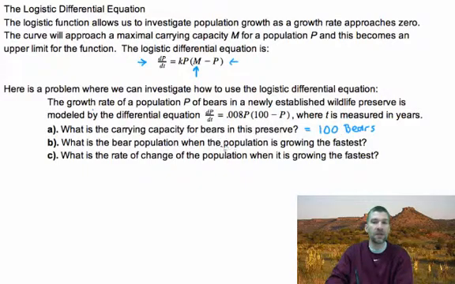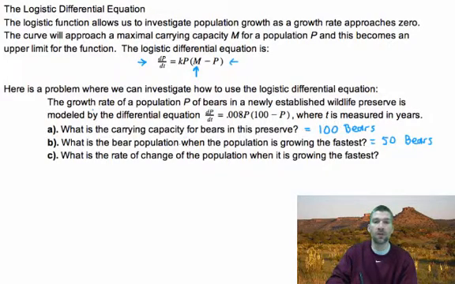What is the bear population when the population is growing fastest? Well, when the population is growing fastest, that's when you're at your halfway point on a logistic function. So we would say 50 bears. Anytime you're interested in when a population is growing fastest, that's going to be the exact halfway point of your carrying capacity.